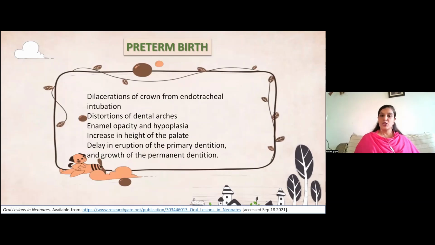Another condition is preterm birth. Preterm birth can lead to various lesions in the oral cavity of neonates. These include dilacerations of the crown because of endotracheal intubations, distortions of the dental arches, especially the maxillary arch. Then enamel opacity and hypoplasia can be seen. Increase in the height of the palate, commonly we observe the V-shaped palate. Delay in the eruption of the primary dentition, and even the growth of the permanent dentition can be impaired in preterm births.